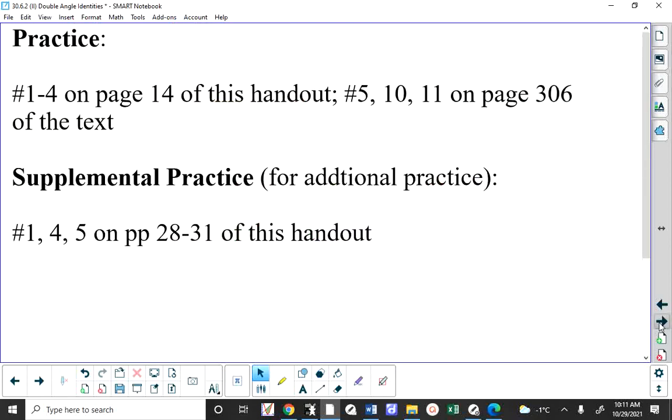On page 14 of the handout, 1 to 4, and on page 306, 5, 10, and 11 of the text. Some supplemental problems there as well at the end of the unit if you're interested. So you've got about 25 minutes here to work on this. And I just want to take attendance and do one more thing, and then I will come around and give you a hand.